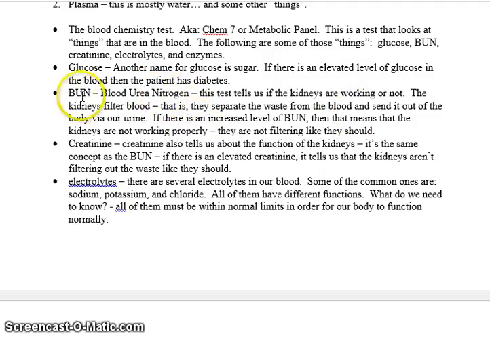So that's why these BUN and creatinine and GFR tests are so important, to know if the kidneys are filtering like they should. If they're not filtering, then they are said to be failing, or in renal failure. Creatinine also tells us about the function of the kidneys. It's the same concept as BUN. If there's an elevated creatinine, that means the kidneys are not filtering out the creatinine like they should. So the kidneys are failing.